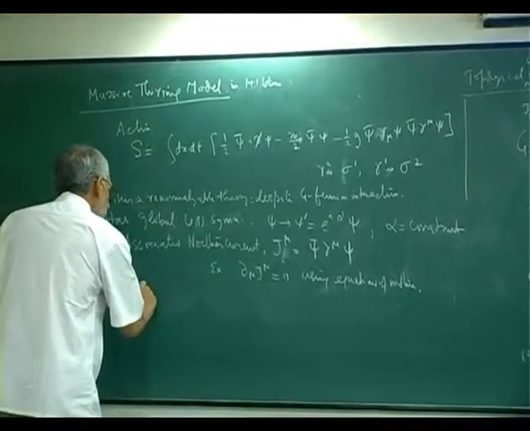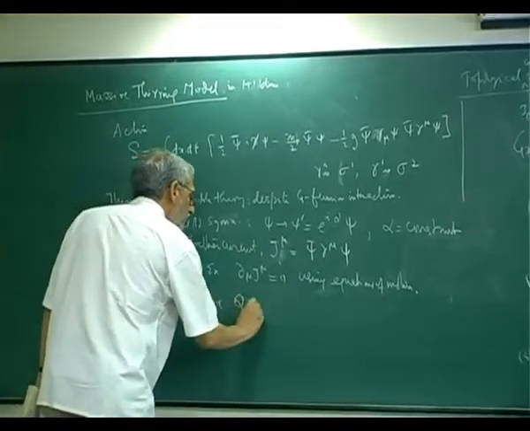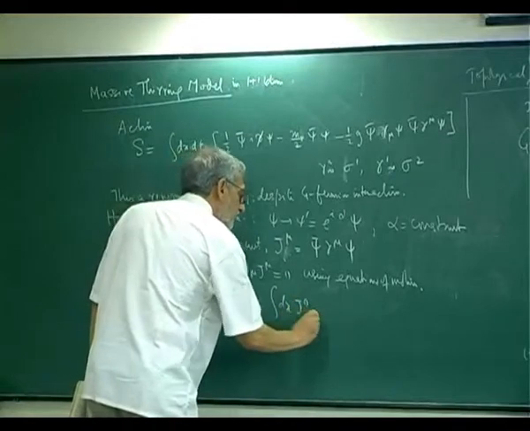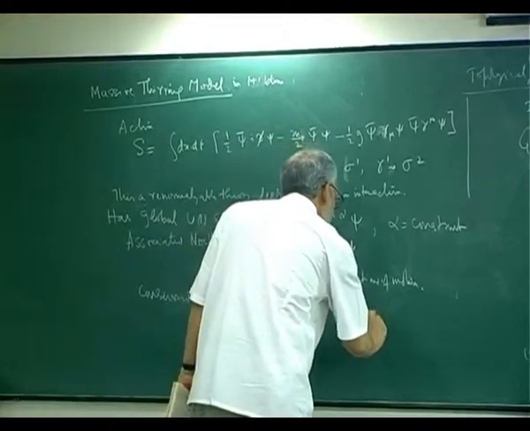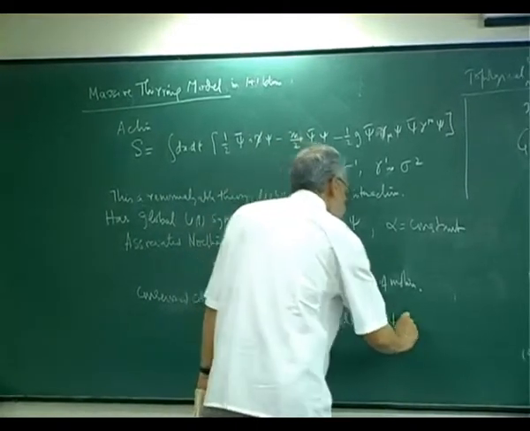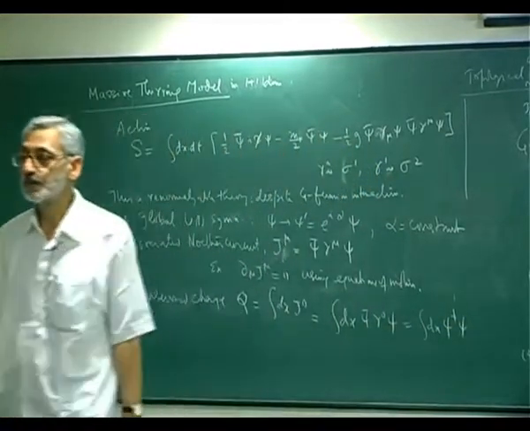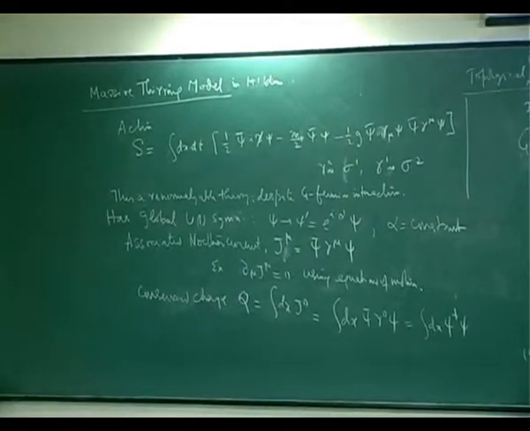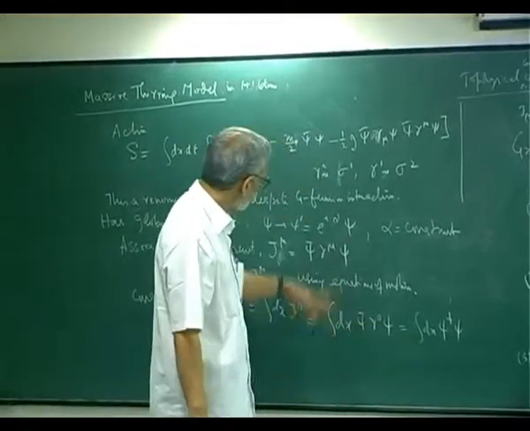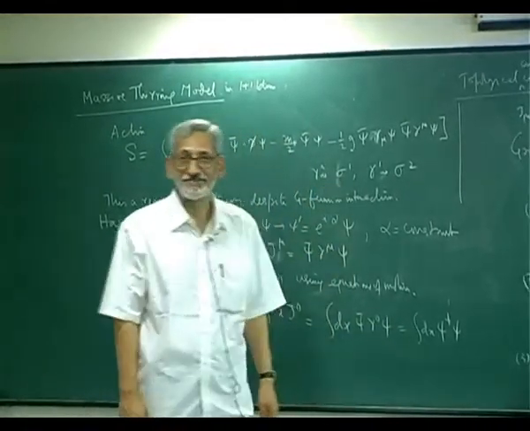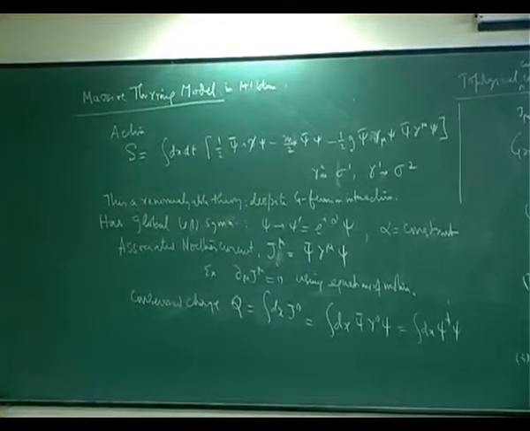The corresponding conserved charge Q is the integral dx of this j0, which is the integral dx of psi bar gamma 0 psi, which is the integral dx of psi dagger psi, because psi bar has a gamma 0 in it, so it's gamma 0 squared. The gamma 0 squared I want to be 1, so maybe my conventions are somewhat different, otherwise it'll change sign. So all right.